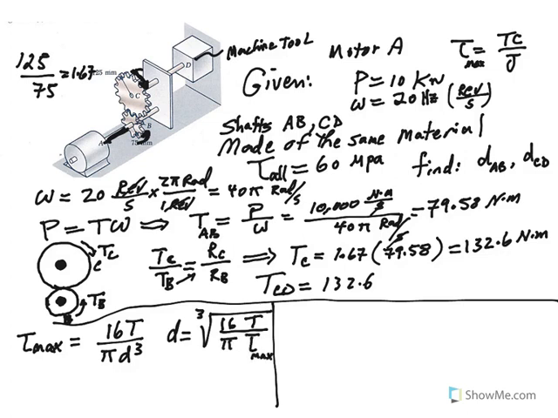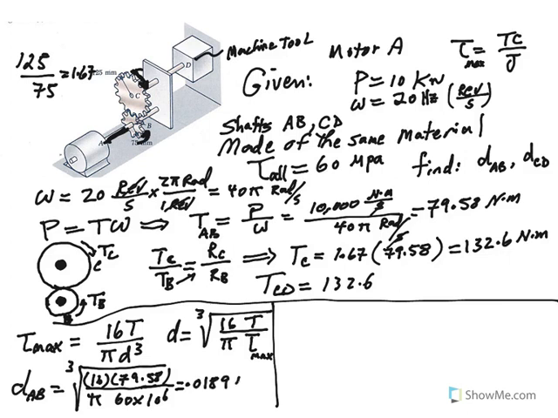If you go ahead and do this for shaft AB, you have to use torque AB. So you do 16 times the torque AB, which is 79.58 based on the power transmission, divided by pi times, making sure you change the unit of 60 megapascals to 60 million pascals. This comes out in meters to be 0.0189 meters, or about 18.9 millimeters. So the minimum diameter for shaft AB should be that much.